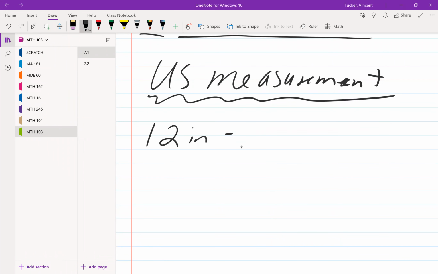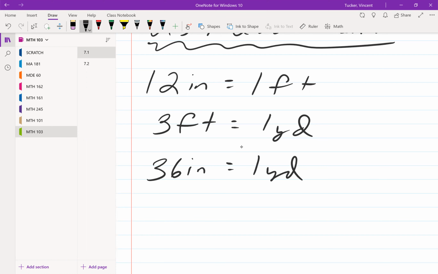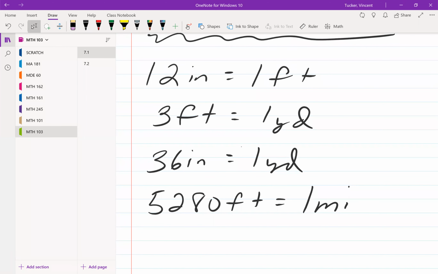Let's see, 12 inches. Now I'll just write down a few of them. These aren't all of them, but just a few of them, so we can do a few examples on how we can convert. All right, so first few conversion factors. We have 12 inches is equal to 1 foot, 3 feet is equal to 1 yard, 36 inches is equal to 1 yard, 5,280 feet is equal to 1 mile.